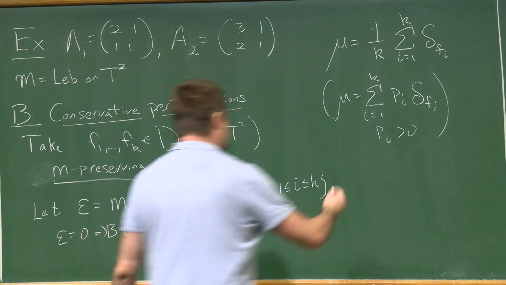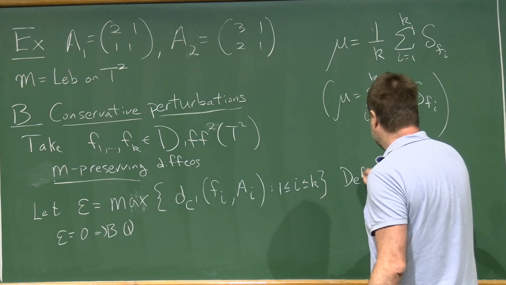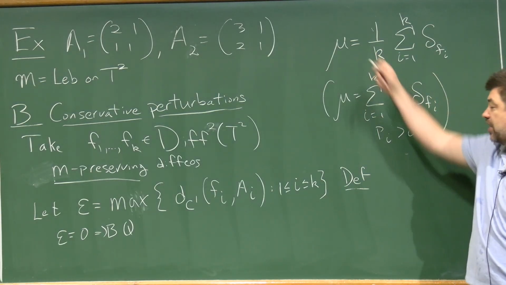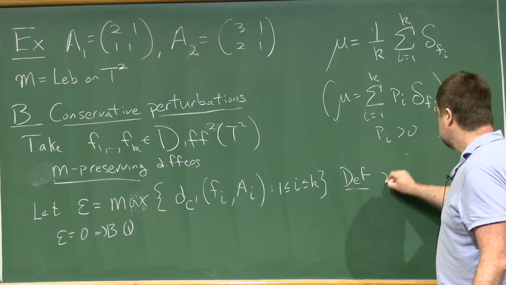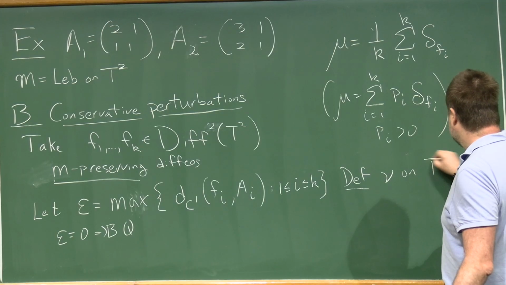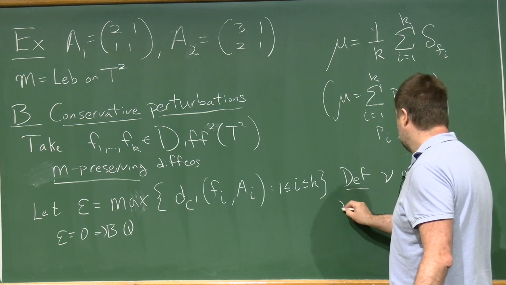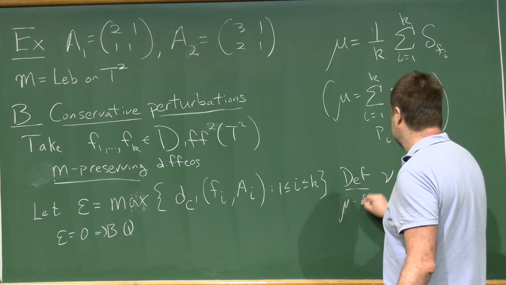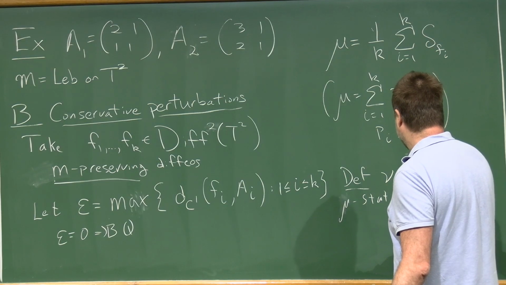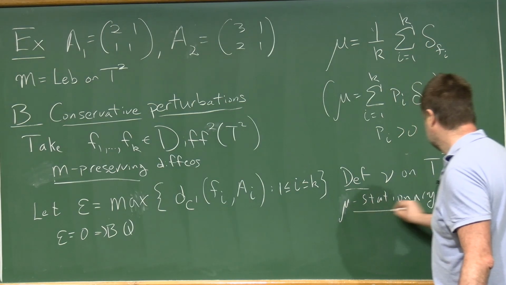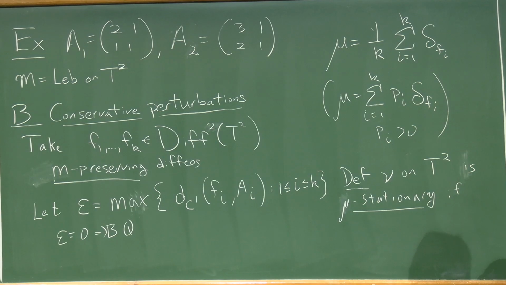And then in this setting, definition, so there are two measures. There's a measure that drives our random dynamics, and then there's another measure on the space that we're acting on. So nu on T2 is mu stationary if, when I act on it by this random dynamics, it's a fixed point.